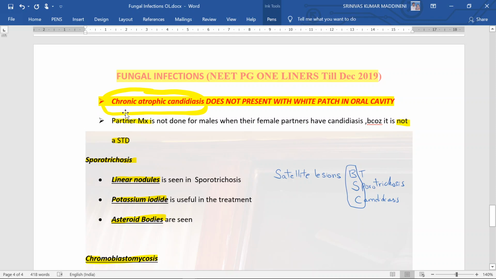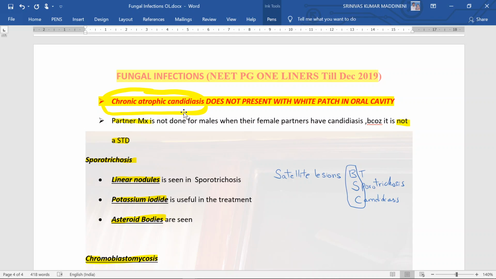And in candidiasis, we will always see a white patch in the oral cavity, but the exception is chronic atrophic candidiasis. It is not associated with a white patch. And mind you, candidiasis is not a sexually transmitted disease. So partner management, that is management of the male, is not done.